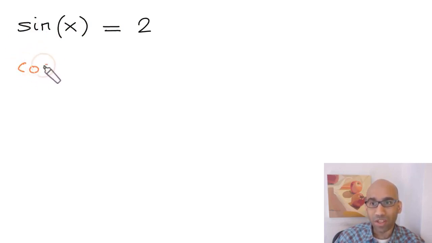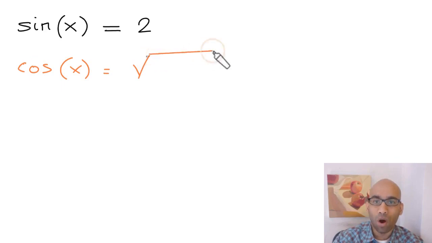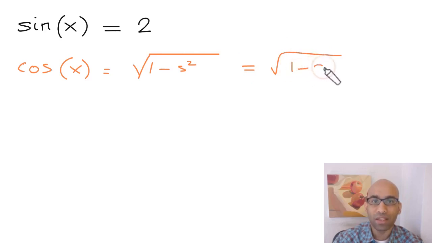We know the cosine of x is equal to square root of 1 minus sine x squared, and so we can write this as square root of 1 minus 2 squared, and that's square root of 1 minus 4, or -3, and so we can write this as square root of -3, or just write it as i times square root of 3.